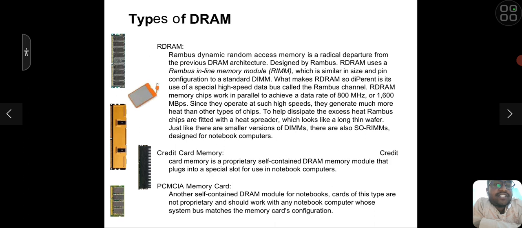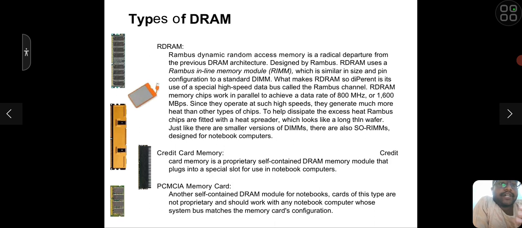The RDRAM memory chips work in parallel to achieve a data rate of 800 megahertz, or 1600 MB per second. Since they operate at such high speeds, they generate much more heat than other types of chips. To help dissipate the excess heat, Rambus chips are fitted with a heat spreader, which looks like a long thin wafer. Just like there are smaller versions of DIMMs, there are also SO-RIMMs designed for notebook computers.